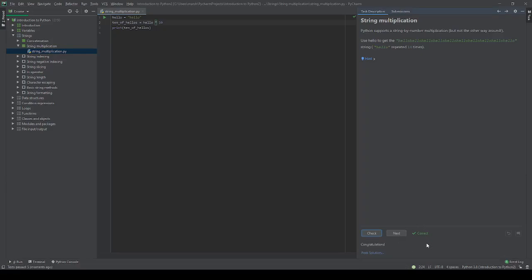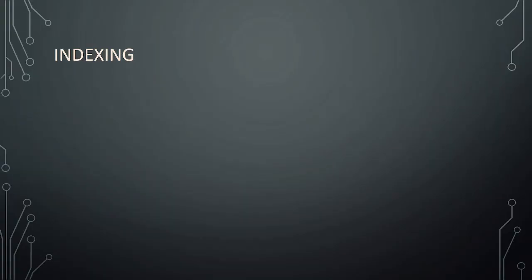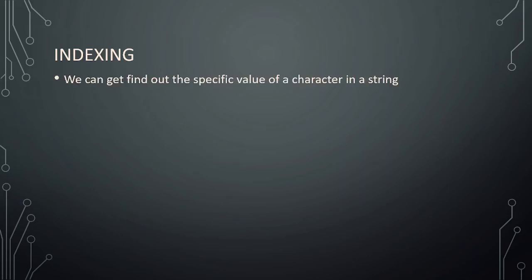Let's go back to our notes to look at some string indexing. Indexing is really useful in Python because it allows us to look at different parts of a string. So we can find out a specific value of a character in a string.